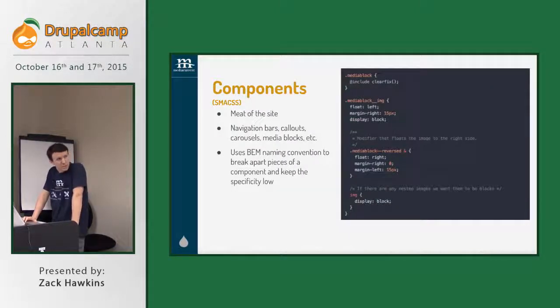So components, that's the Meteor site. That is all the fun stuff: navigation bars, callouts, and so on. And that's where we use BEM to help break everything up, so we can actually tell what pieces make up our components. I guess I should also say that because we have a super specific class name, there's very little nesting. There's nesting for that modifier there, but besides that, because the class names are so specific, we don't have to nest a lot.